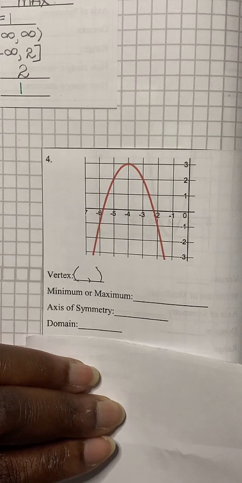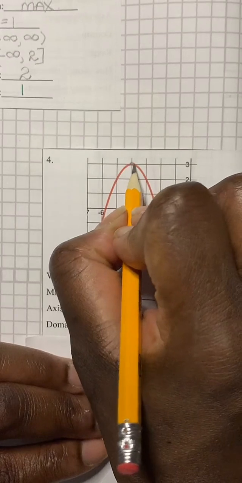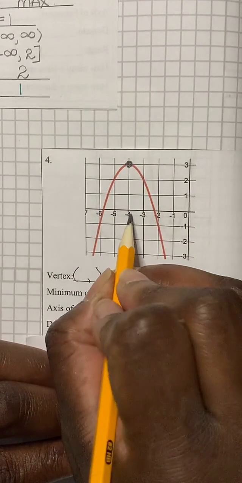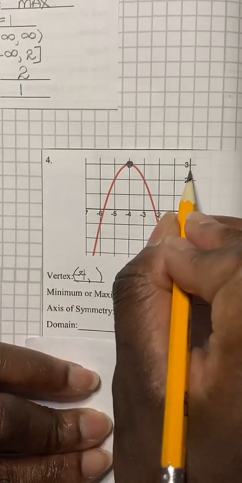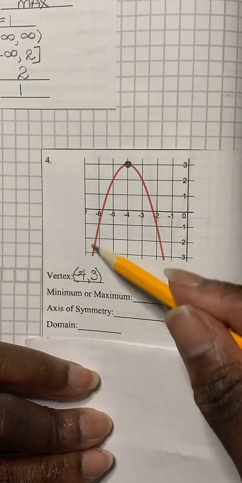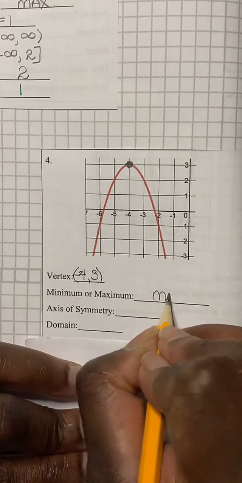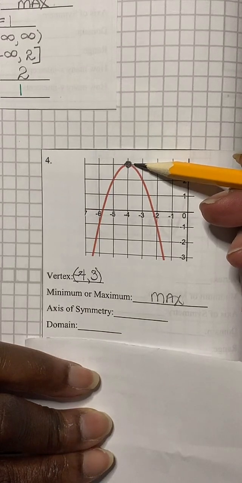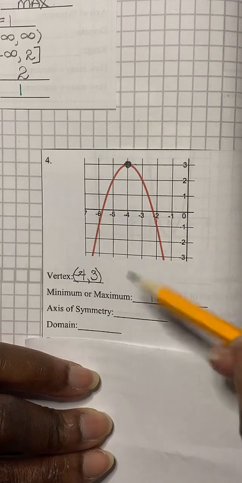All right, vertex. Vertex is right here at the turning point. Turning point is at -4. The y value is 3. So since it's opening down like a frown, we have a maximum point because it's the highest point of the graph. There's nothing above it, but there's tons of stuff below it.